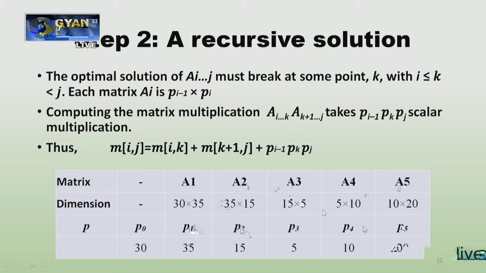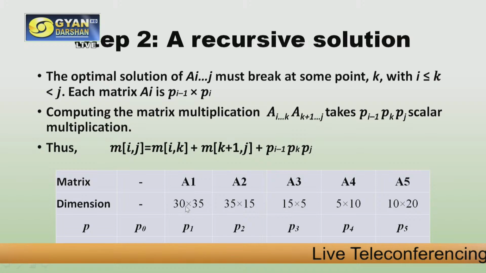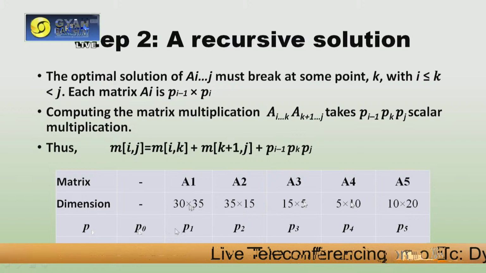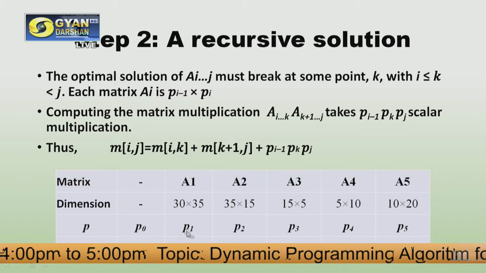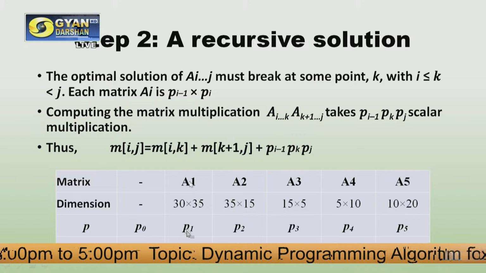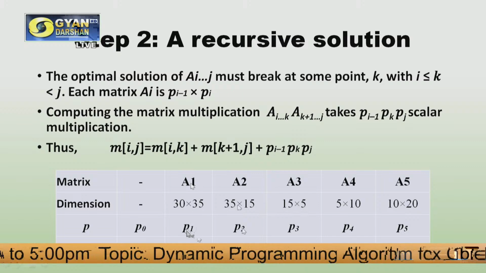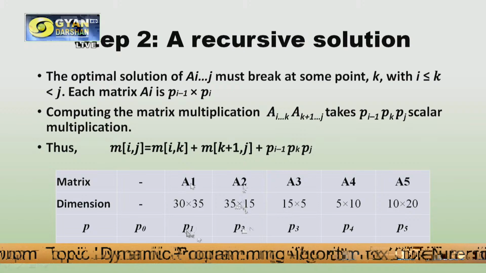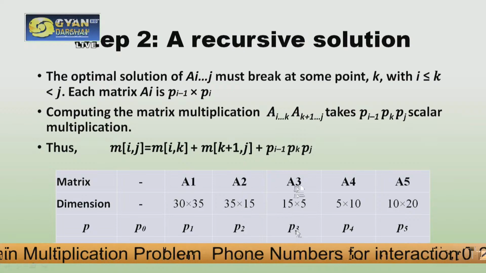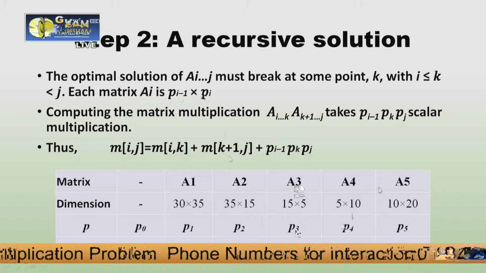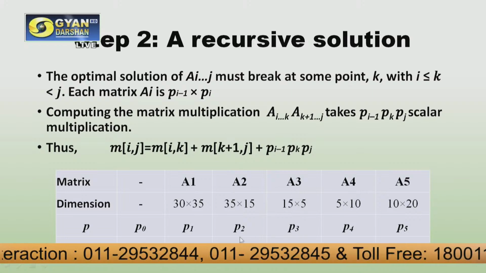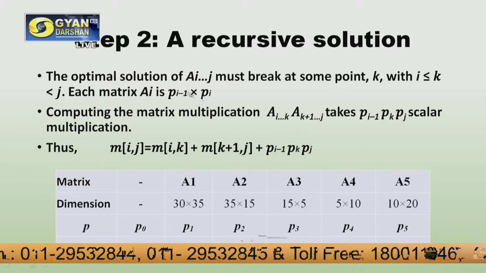Okay, so the matrix dimension is being represented with the help of a one-dimensional array P. So P0, P1 forms the dimension of A1. You can see 30 into 35, right? Similarly, P1 into P2 forms the dimension of matrix A2. P2, P3 forms the dimension of A3, like that. So this is Pi minus 1 into Pi, right? If I'm referring to A3, then P2, P3 determines A3, right?